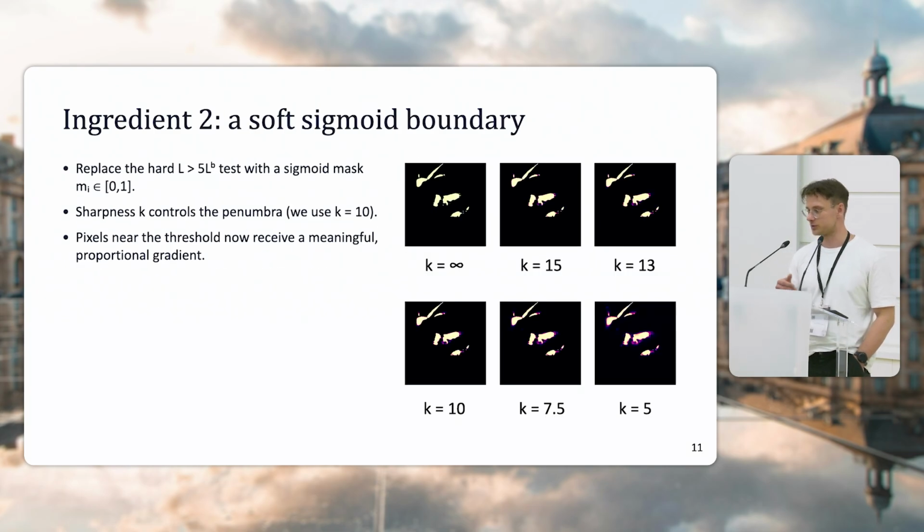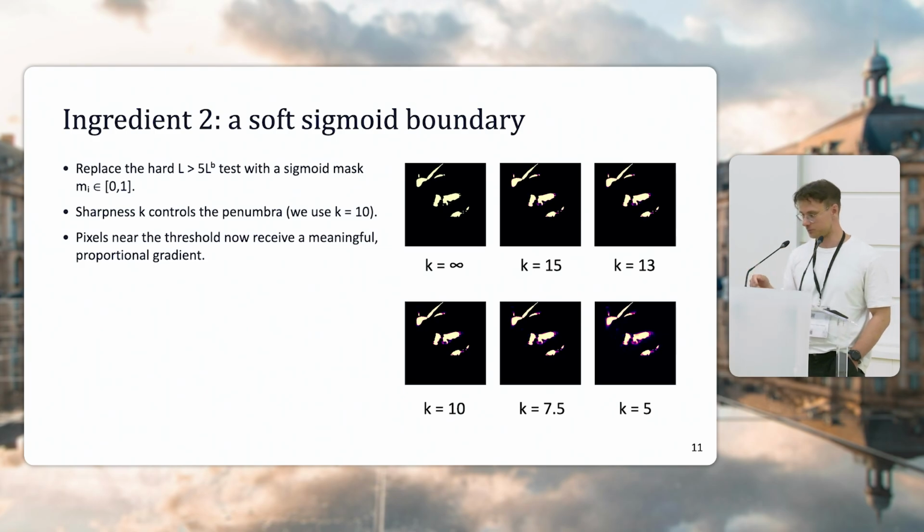The second ingredient handles the discontinuities itself. We replace the hard greater than 5 background luminance test with a logistic sigmoid, a soft mask that assigns each pixel a glare weight between 0 and 1 based on how far its luminance sits above or below a specific threshold. The parameter k controls the steepness of that sigmoid. It's the gain inside the exponential, the coefficient of the contrast term. It sets how sharply the mask transitions from a high threshold to no glare, basically.